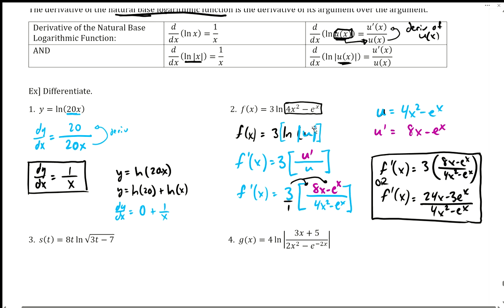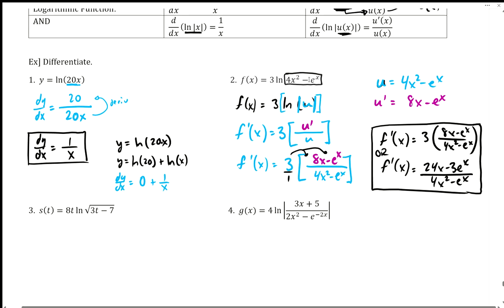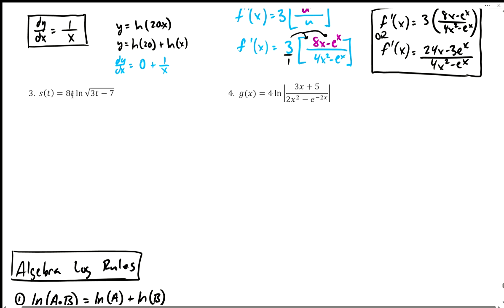Number 2, though, let's just point this out. Number 2, we can't use any of these rules because inside the log was subtraction, not multiplication, not division. Okay, so this one we did have to just go through it using our definitions of the derivatives of natural logs. Okay, however, let's go back to number 3.